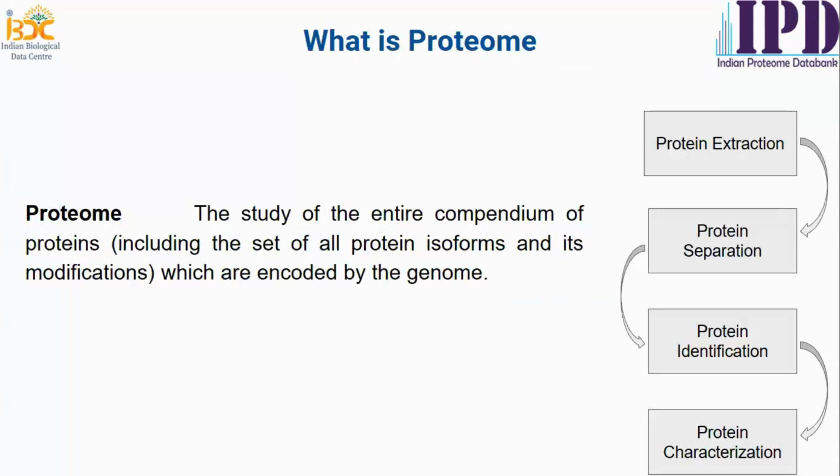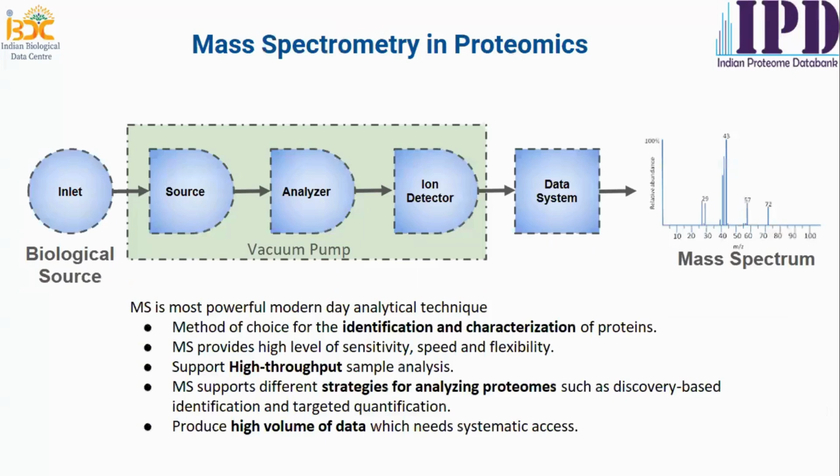So let's start with the proteome. The proteome is the collection, or compendium, encoded by the genome, and this compendium includes all forms of the isoforms and their modifications coming from the samples. If you understand this, you extract the proteins from the samples and separate them. Then, using an analytical approach, you can identify the protein identifiers, and using a computational workflow, you can characterize the protein type and function, protein profiling, etc.